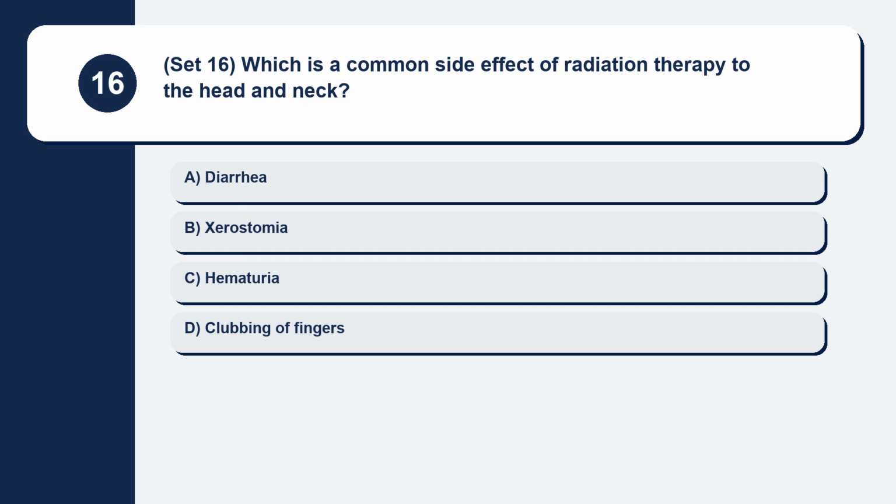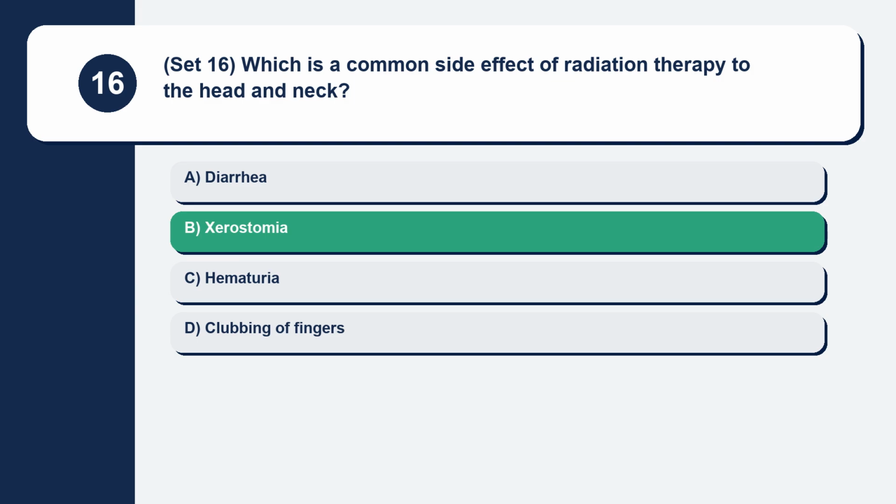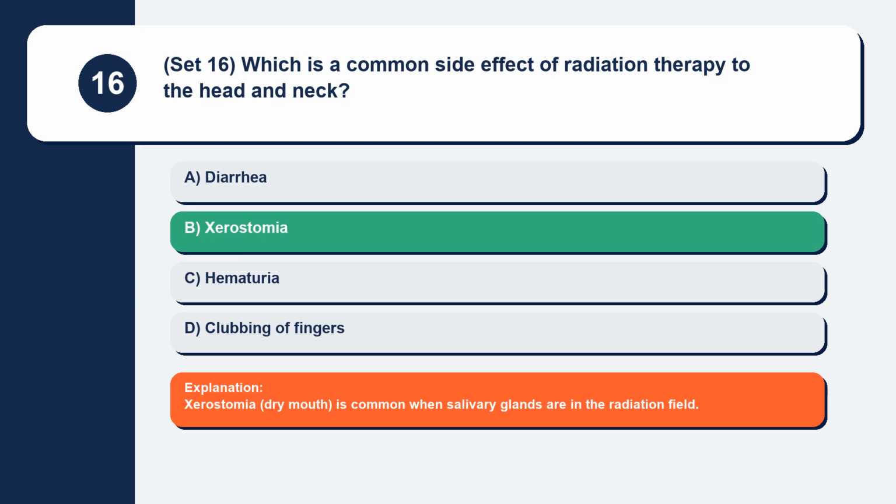Question 16. Set 16. Which is a common side effect of radiation therapy to the head and neck? Diarrhea, xerostomia, hematuria, clubbing of fingers. Xerostomia, dry mouth, is common when salivary glands are in the radiation field.